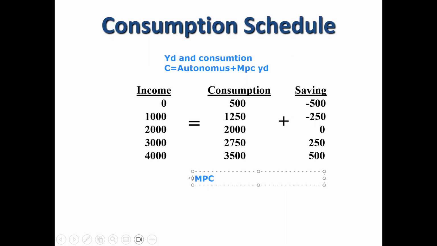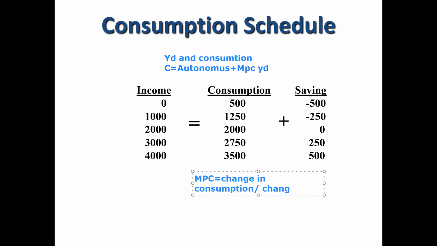Marginal propensity to consume is equal to delta, or change, in consumption over change in income. In this case it equals 1250 minus 500 over 1000. So here the marginal propensity to consume equals 75%.